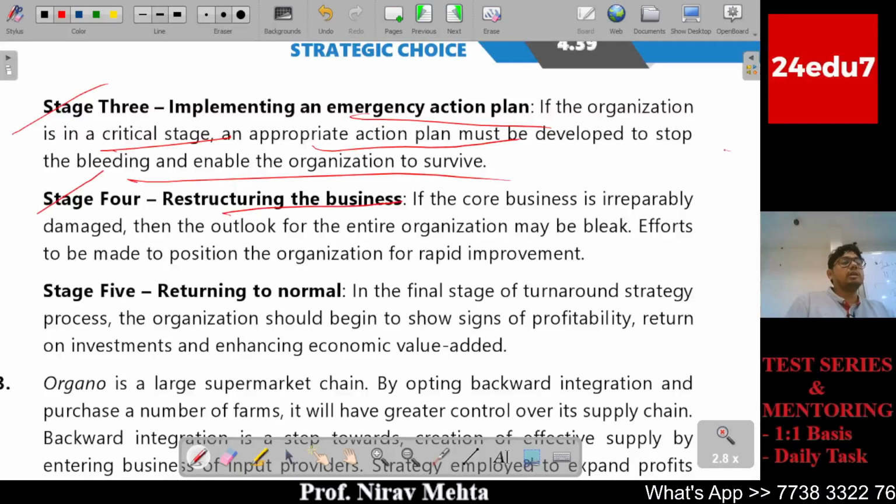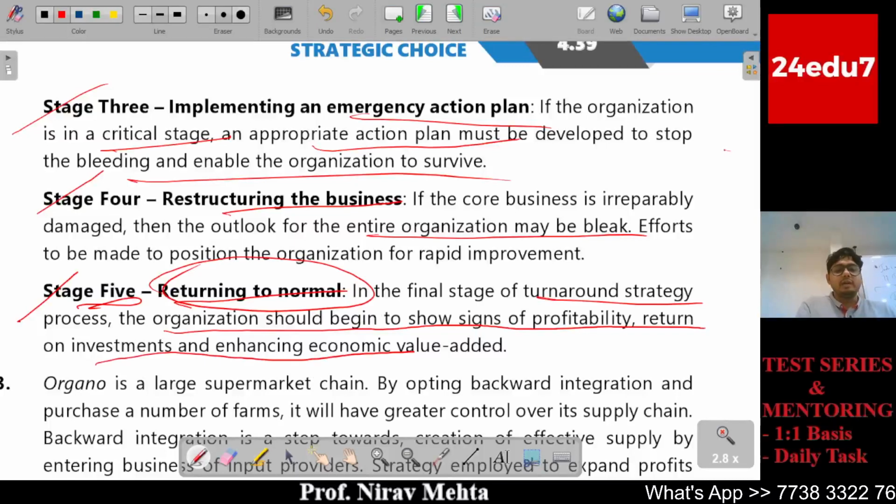Fourth, restructuring the business. For example, my core business is teaching. If my teaching is stopped, then I will not be able to invest money in other businesses, because I am getting money from teaching and investing in other businesses. So if my main core is damaged, then the organization may not be able to survive. And the fifth point, returning to normal. Reverse the process of decline. Turnaround strategy: the organization should begin to show signs of profit, return on investment, and enhanced economic value added.